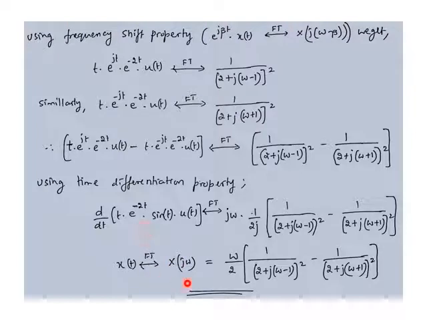What is remaining is, for the given x of t, its Fourier transform x of j omega will be omega by 2. Within the bracket I have 1 by 2 plus j omega minus 1 whole square, minus 1 by 2 plus j within the bracket of omega plus 1, bracket closed, twice whole square term will be remaining. So this is how we got it.